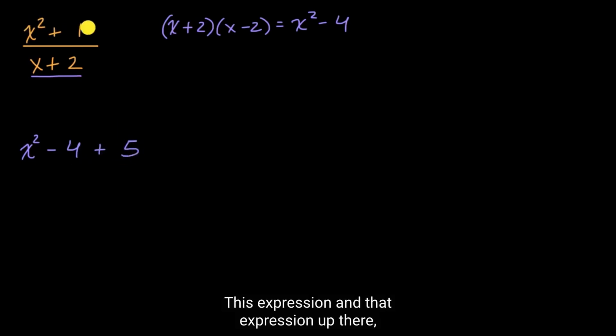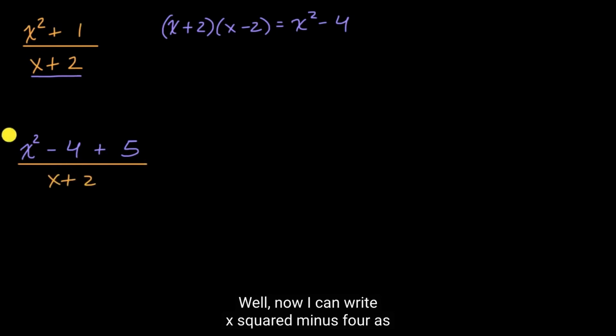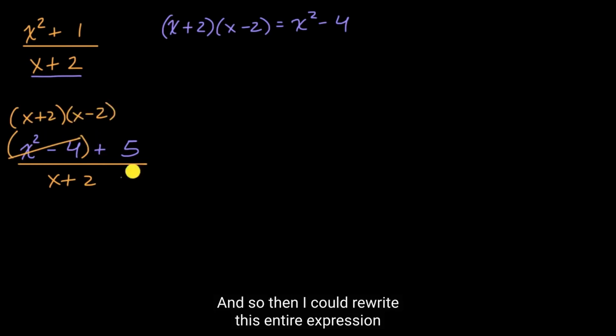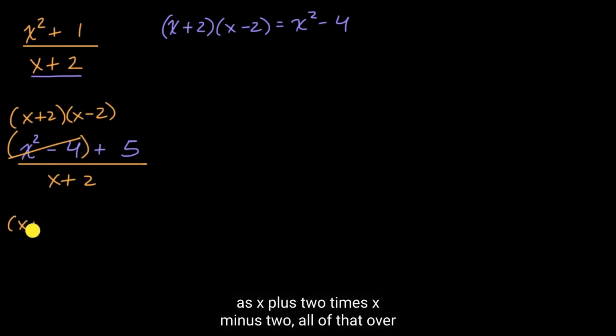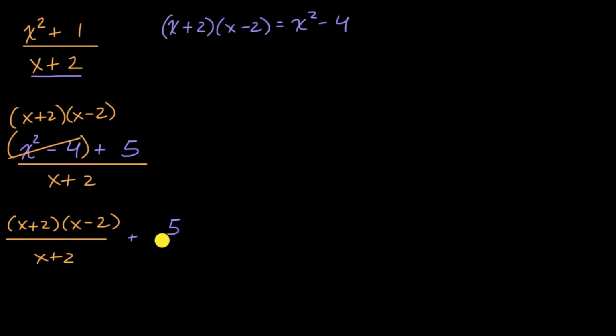So what if we were to write x squared minus 4, and then we write plus 5? This expression and that expression up there, those are completely equivalent. But why did I do that? Well, now I can write x squared minus 4 as x plus 2 times x minus 2. And so then I could rewrite this entire expression as x plus 2 times x minus 2, all of that over x plus 2, plus 5 over x plus 2.